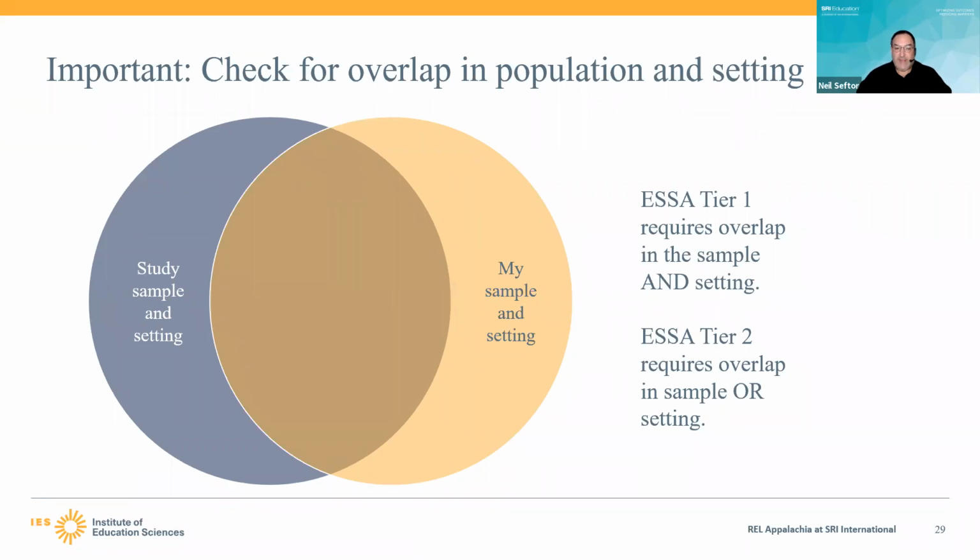For Tier 2, either the sample or the setting has to overlap. If neither the sample nor setting from the study overlaps with yours, an intervention labeled as Tier 1 or Tier 2 in the matrix or on the WWC website would only meet Tier 3 evidence in your context. Let's walk through an example together to practice finding this information.